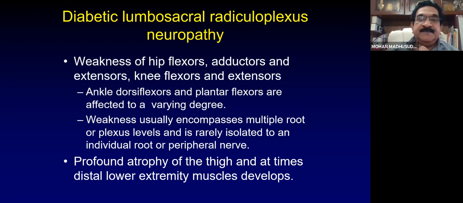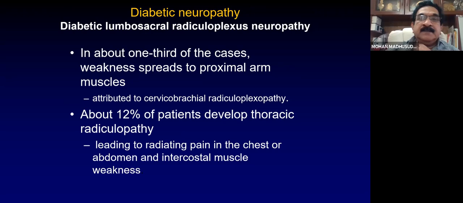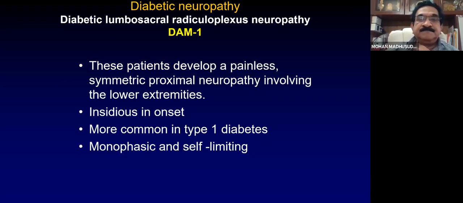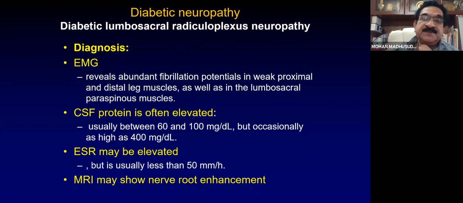In one third of the patients, the weakness occurs in the proximal arm muscles. Another presentation starts with distal symptoms before weakness of proximal muscles. I'll skip these things. The protein is elevated in diabetic amyotrophy, usually between 60 and 100 milligram, but occasionally as high as 400 milligram. The actual pathology is thought to be intramuscular and in the nerve in diabetic amyotrophy. Okay, so that's the end of the story.